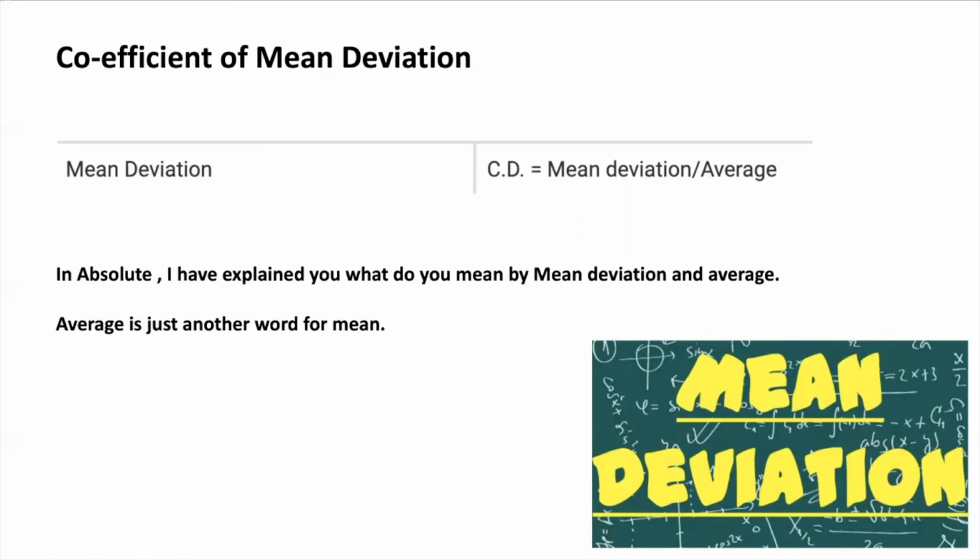Now, what do we mean by coefficient of mean deviation? The coefficient of mean deviation is given by the mean deviation by average. In absolute variation, I have explained what we mean by mean deviation and average. Average is just another word for mean. So you know how to calculate mean deviation and average. So by the formula, we can also calculate the coefficient of mean deviation.